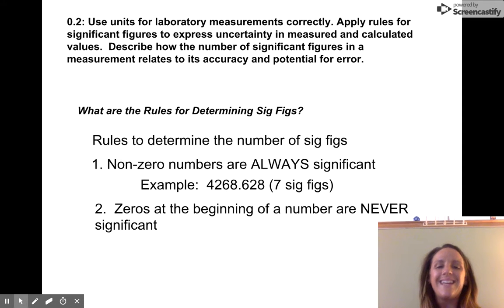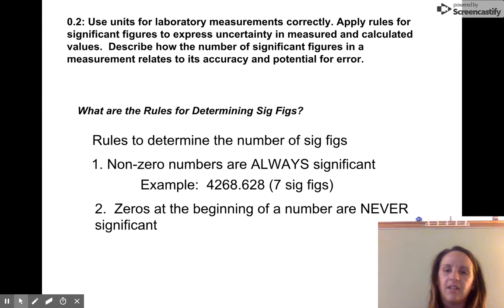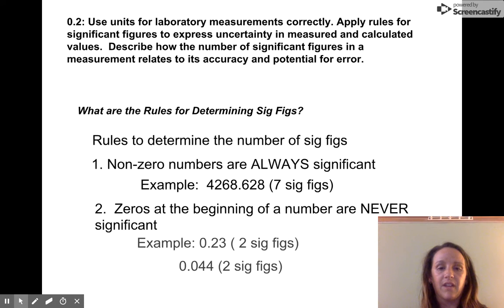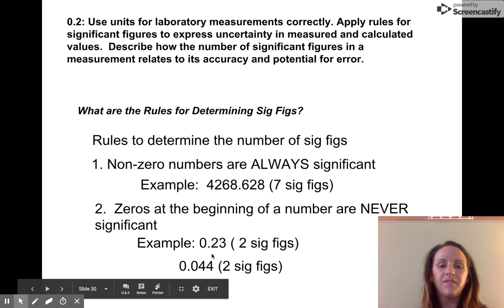Zeros at the beginning of a number. So beginning means zeros before any numbers that aren't zero. I'm not sure that makes sense, so we'll take a look at an example. But those are never significant. So here's your first example, 0.23.